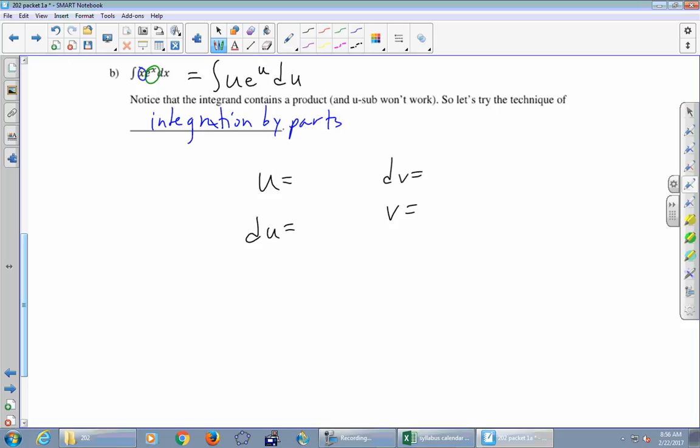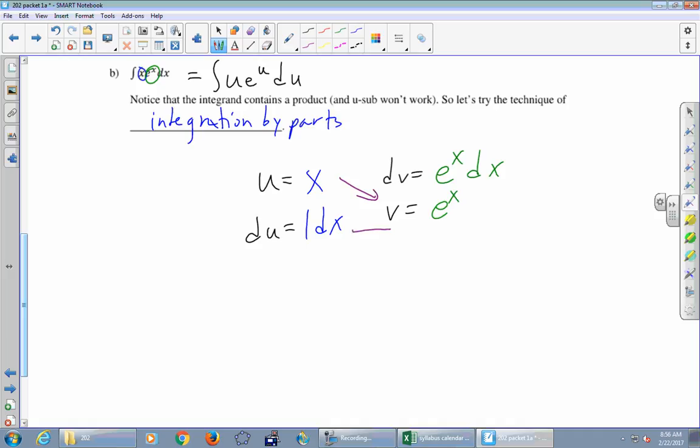There's an obvious choice for the dv. You want the thing that doesn't get worse when you take an integral. Which one is that? e to the x. And then we'll stick the dx over there, right? That one does not get worse. And over here, what are we putting for u? It's x, that's everything else. And that one gets better when we take a derivative. So the derivative here is 1 dx. Antiderivative here is just e to the x.